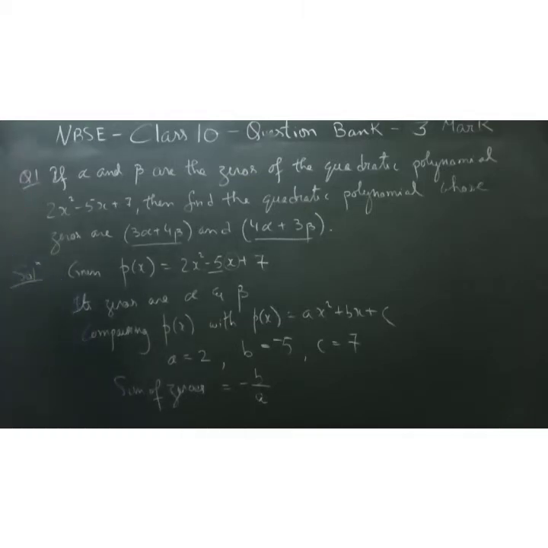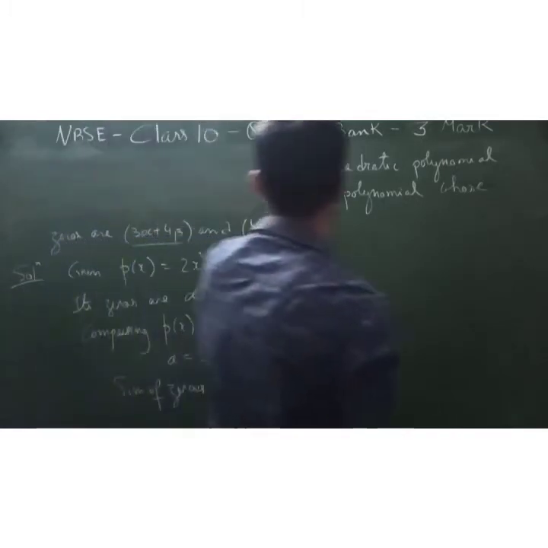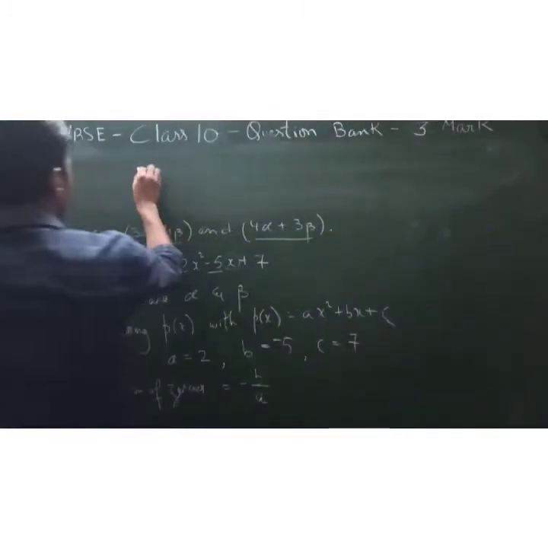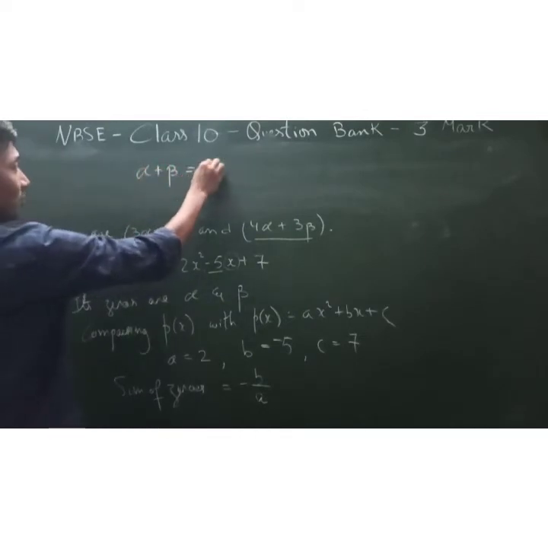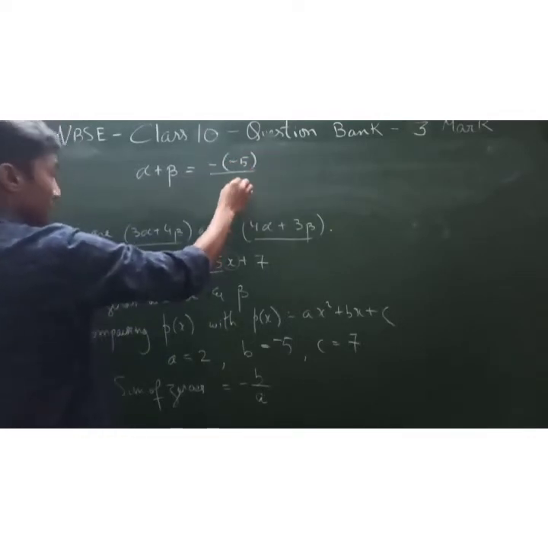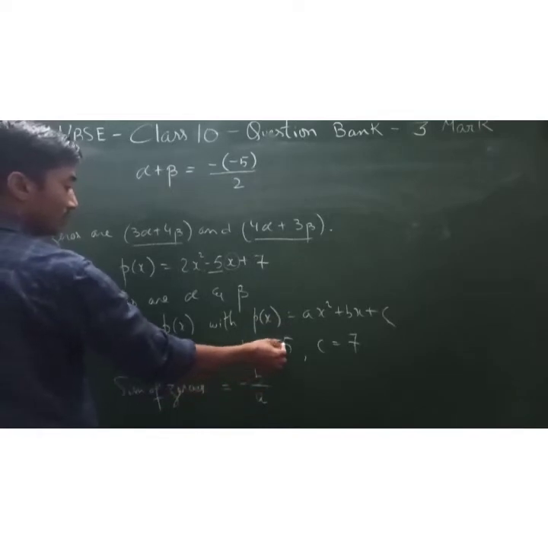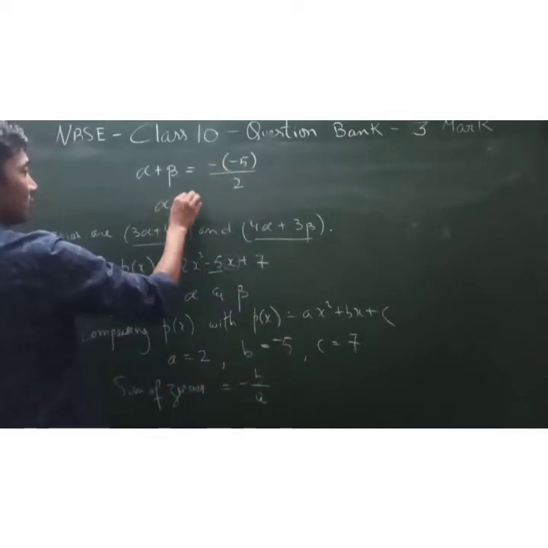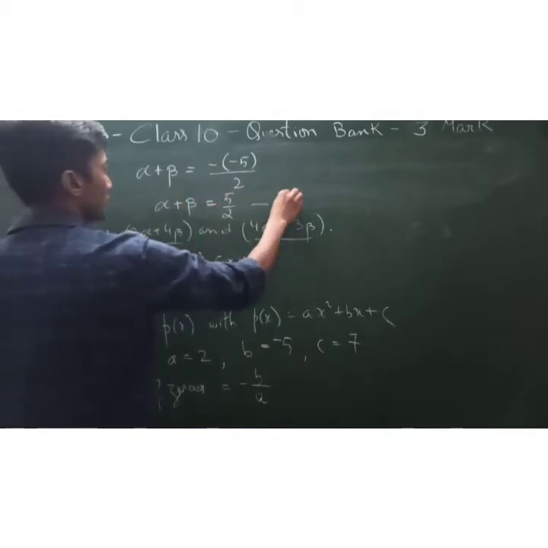Sum of zeros is equal to minus b by a. So what are our zeros for this polynomial? Alpha and beta. My value of b is minus 5, and a is 2. Remember, it is minus of b by a. The value of b is already minus 5, so that's minus of minus 5 by 2. So that means the value of alpha plus beta is 5 by 2. So this is what we have.